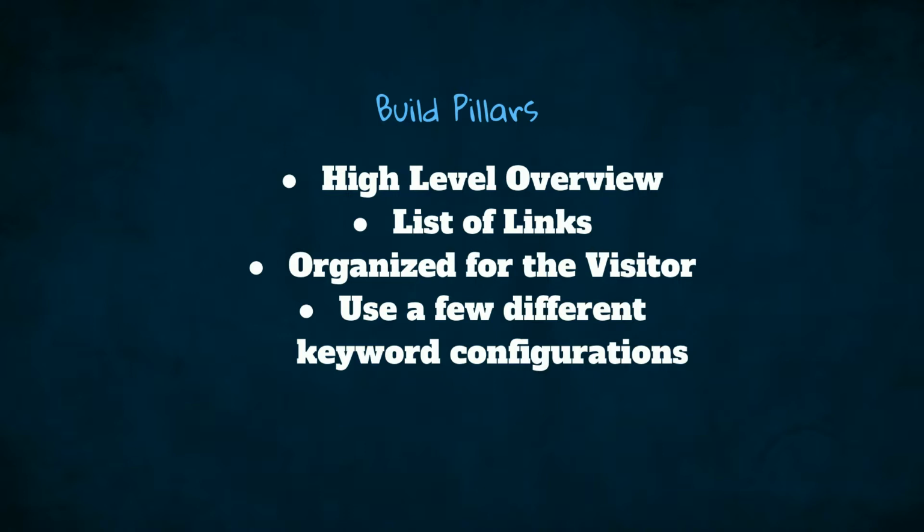High level overview, a list of links to all the subpages. Organize it for your visitor first, and then worry about the search engine. Again, that's the human first approach. And then again, use a few different keyword configurations. If, for instance, on the flood risk page, we might say flood risk and talk about flood risk in San Antonio. It's hard with only 2 words to do it many other ways. But just coming up with variations of saying the same thing, I think, is beneficial. Google's getting better at natural language, so it can understand when there's variation more so now than it used to.